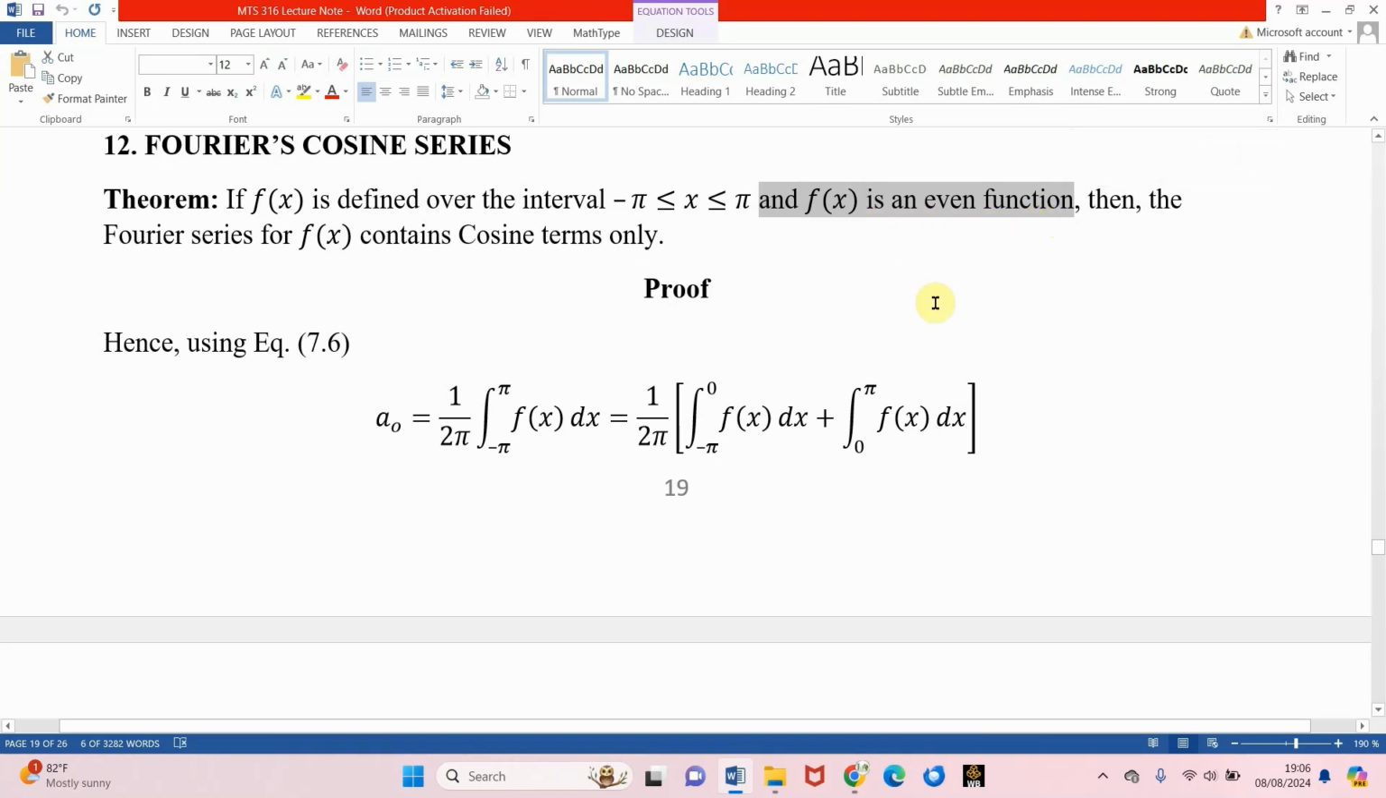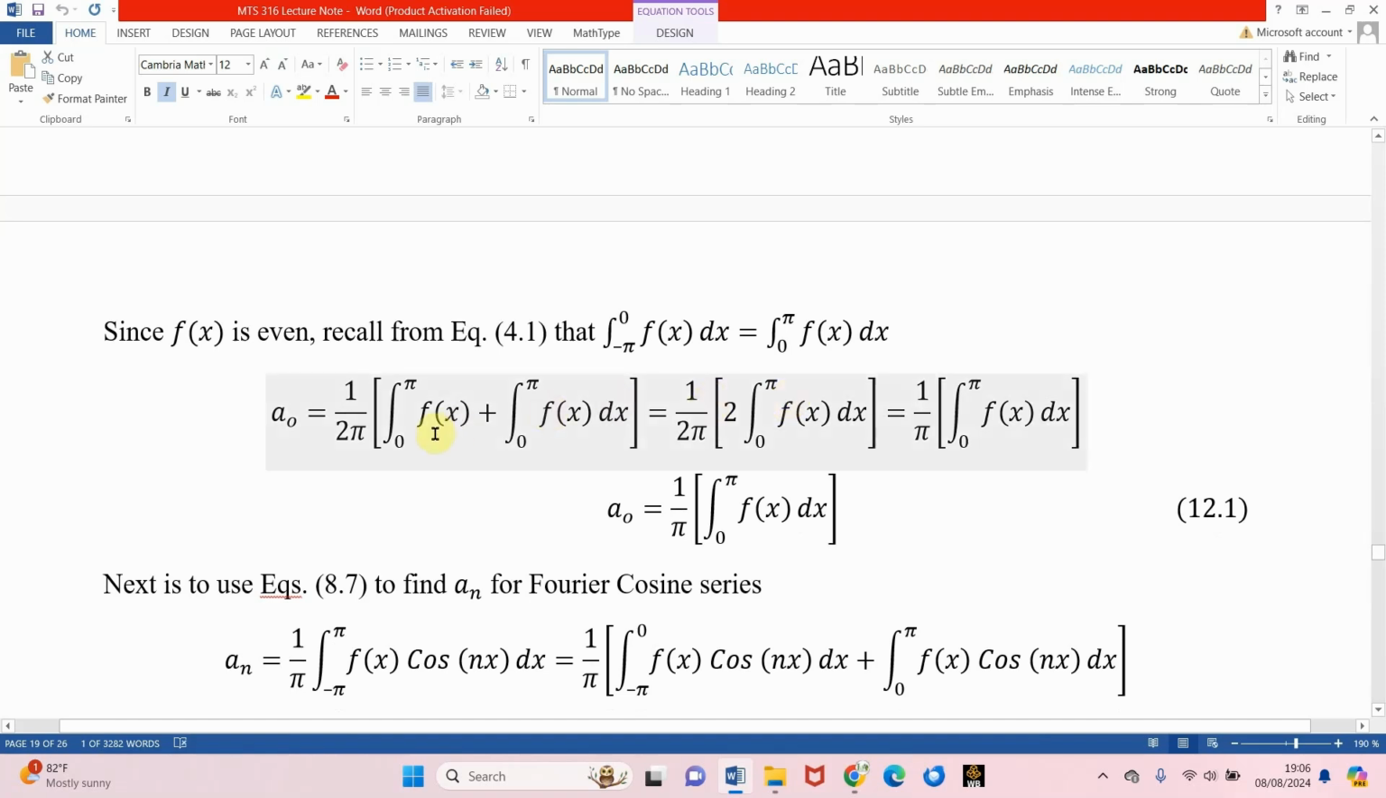If you take note of that, then it's very easy for us to know that there will never be anything like Bn in the Fourier series. So let's take a look at the proof. We are familiar with A naught from before, and from here we can see clearly that we need to partition the interval, from minus pi to 0 and from 0 to pi of f of x. But remember the condition, f of x here is an even function.